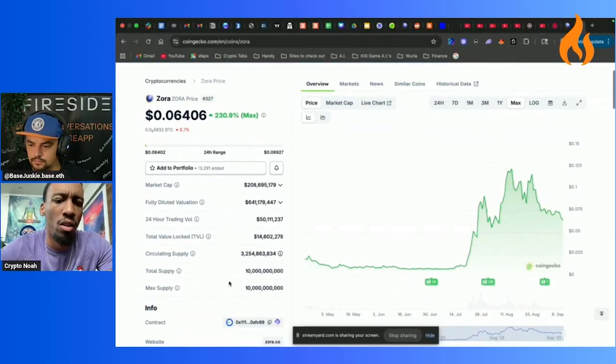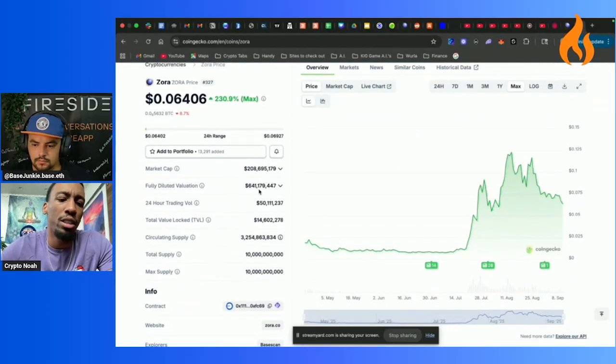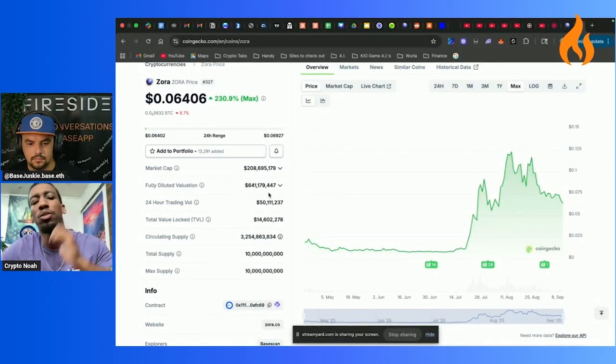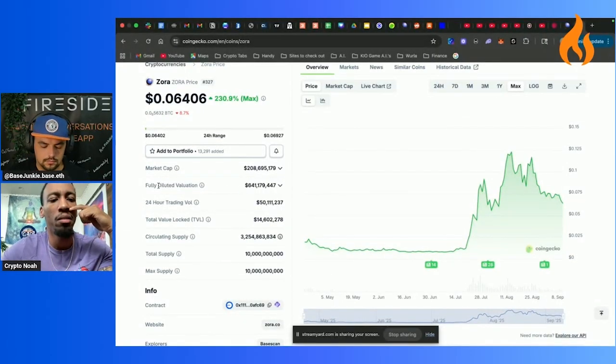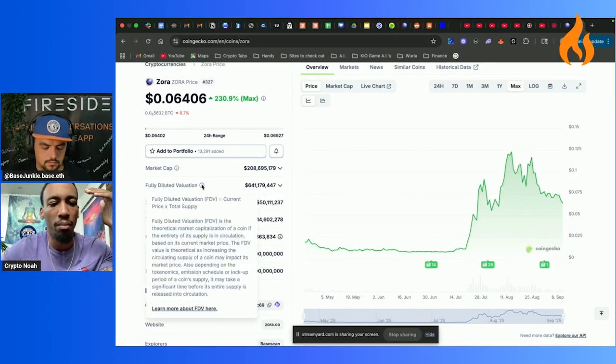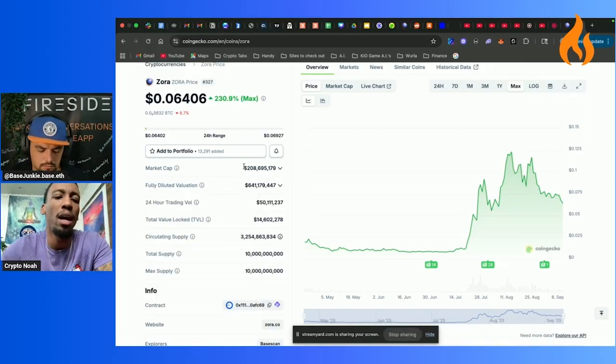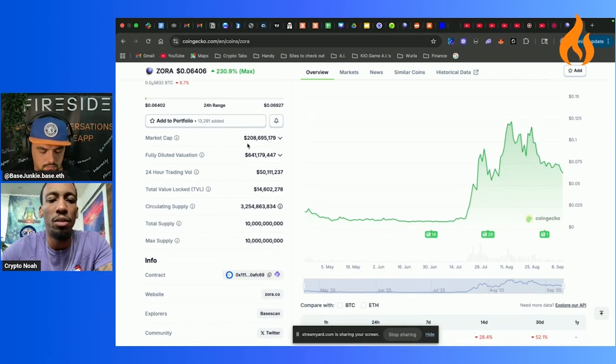So right now, we have the fully diluted valuation of Zora at 641 million, and the market cap is 208 million. The difference between these two is that the FDV, fully diluted valuation, takes into account all of the tokens. And this is how businesses are evaluated in traditional finance. Like when you're evaluating a stock, you always look at the FDV. The market cap is just taking into account the circulating supply times price. That's the market cap, right? And the disparity between these two is the tokens that are gonna be unlocked that we just looked at.